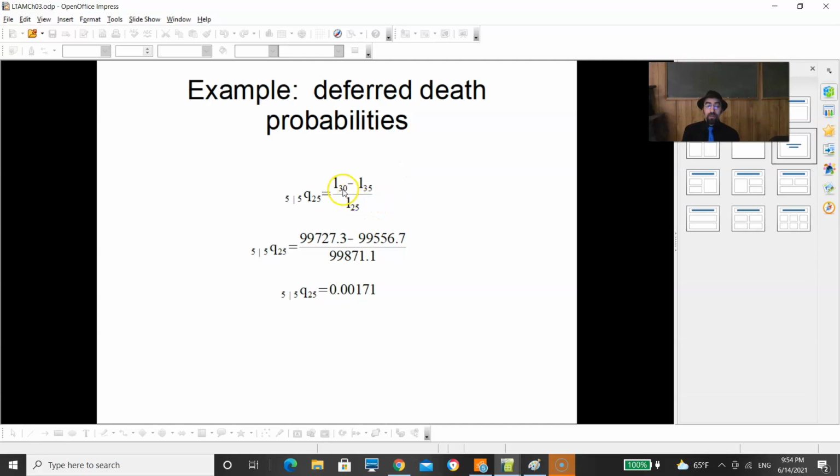So you'd say, I'm looking for L sub 30 minus L sub 35 over L sub 25. Plug in the numbers from the table. You can go back a few seconds to look at the table I just had up, confirm these numbers, and get the 5-year deferred death probability of 0.00171.